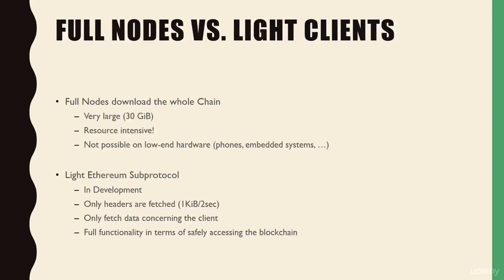Let's have a look at full nodes versus light clients. We hear a lot about new light clients now, and they are currently in development. A full node downloads the whole blockchain, and that's very large. That's over 30 gigabytes now, and it's very resource intensive. Now, if you have low-end hardware like phones or embedded systems, you cannot do that. It's not possible. This is where the light Ethereum subprotocol comes in.